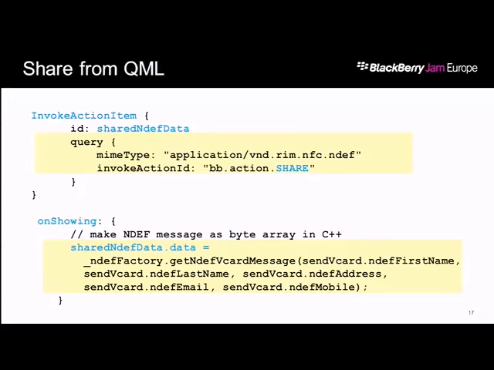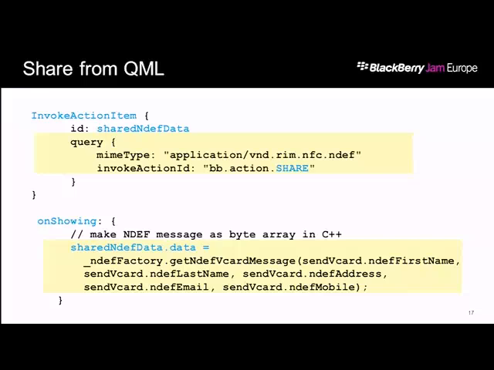You've got to identify a particular... What we're going to do here is send a vCard between two devices using NFC, using the invoke framework. You basically identify that you want to share some data. You identify the MIME type of the data that you want to share. There, it says basically NFC NDEF. We're sharing NDEF data.